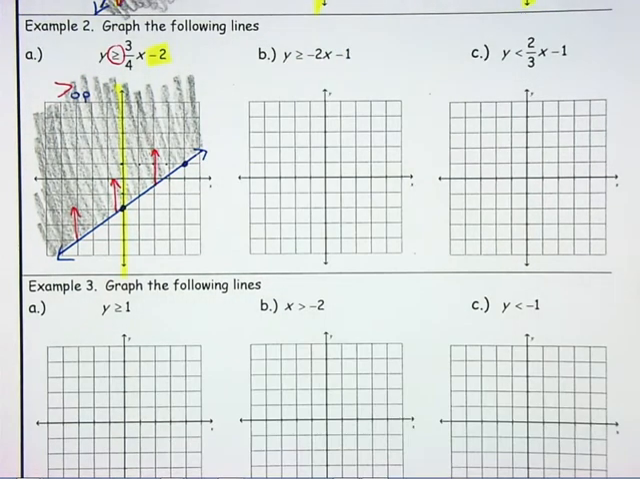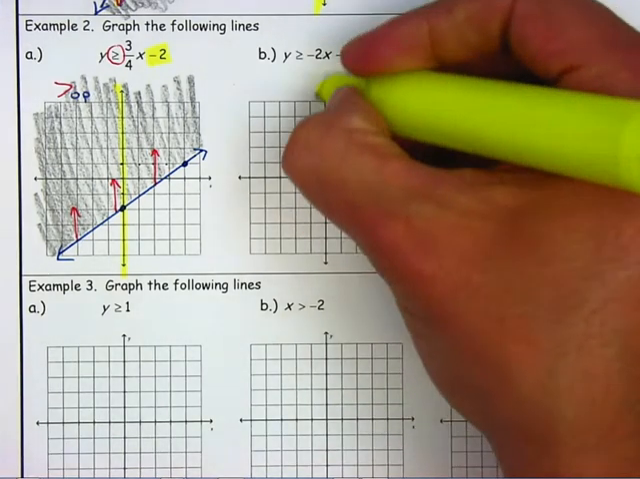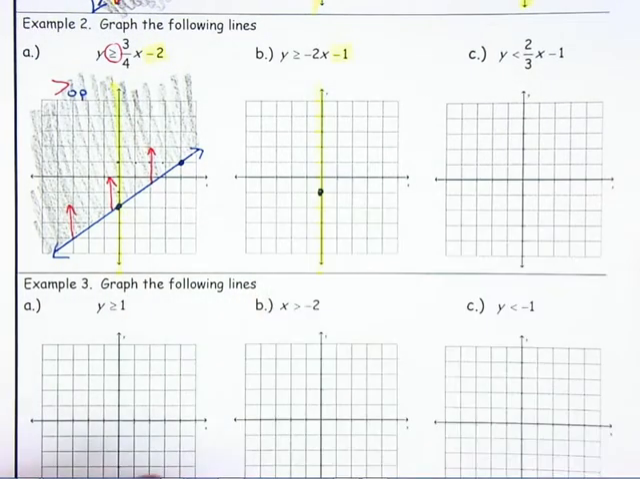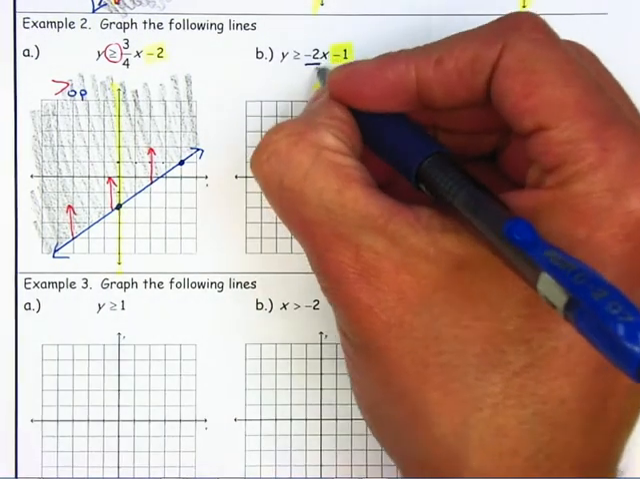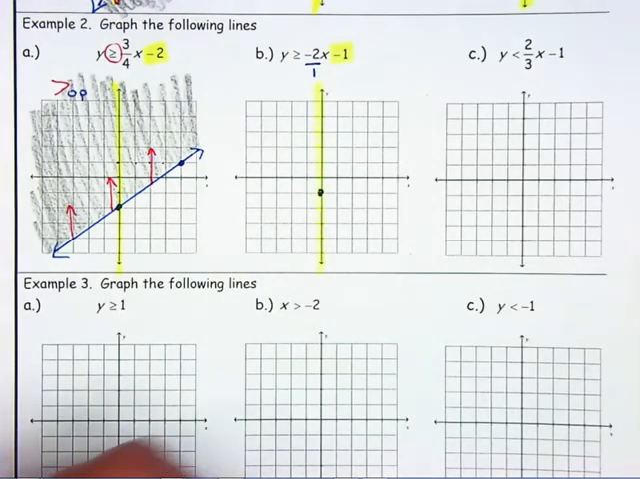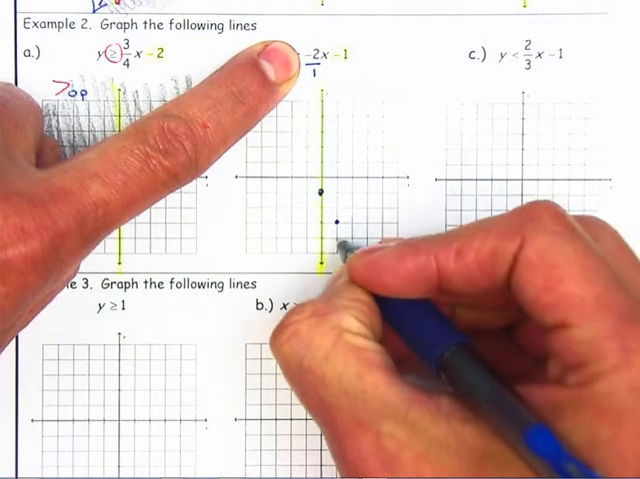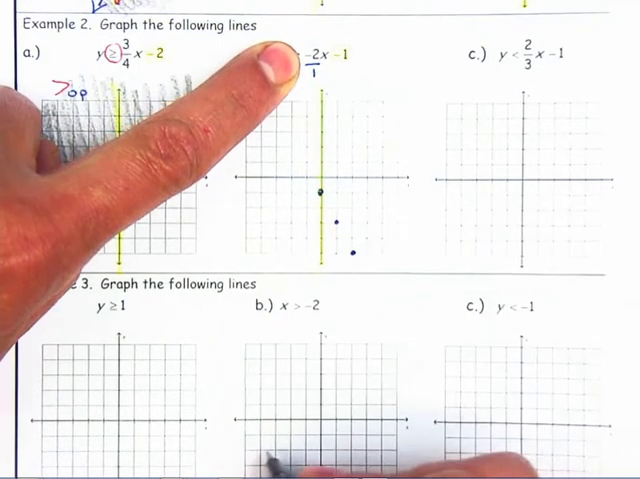Letter B. First, we're going to highlight the y-axis, highlight the y-intercept, which is -1. Next, my slope is -2 over 1. So I'm going to go down 2 and over 1. Down 2 and over 1.